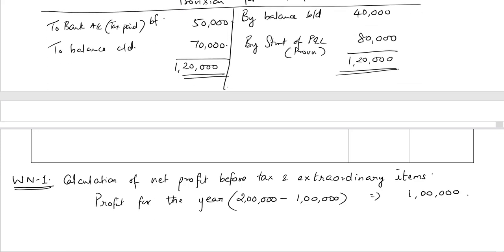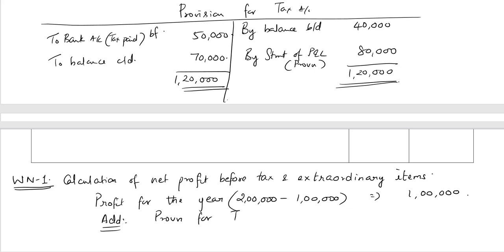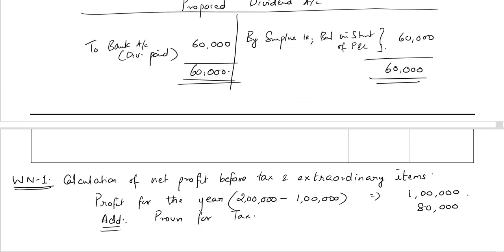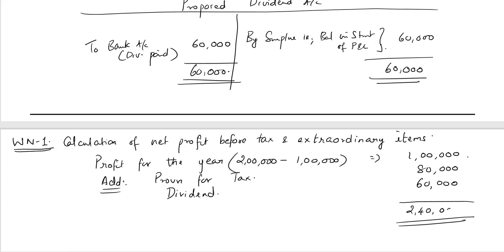As per the provision for tax account, the provision for tax for the current accounting period is 80,000 rupees. So we need to add provision for tax, 80,000 rupees. And we need to also add the provision for dividend which is made for the previous year. Dividend, 60,000 rupees. So the final answer for net profit before tax and extraordinary items is 2,40,000 rupees.